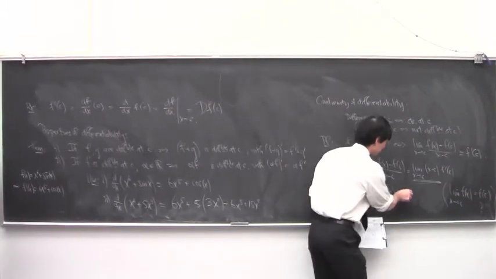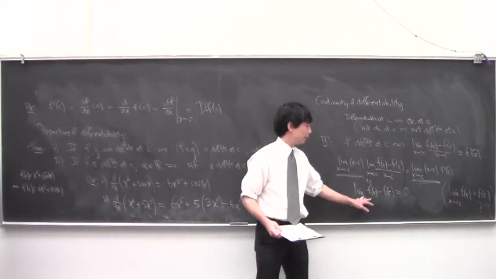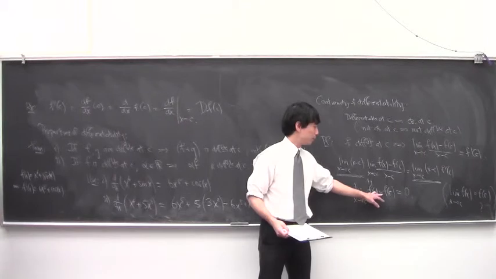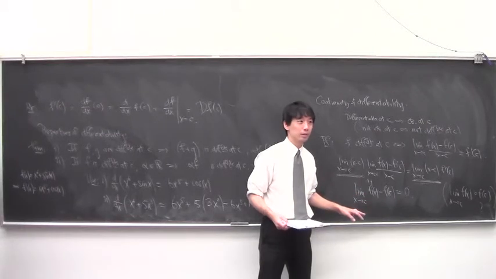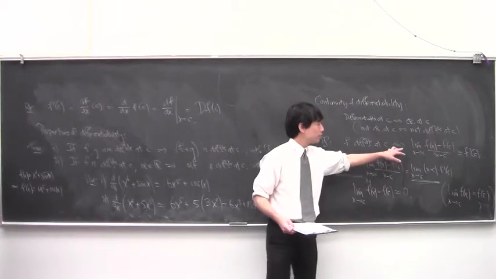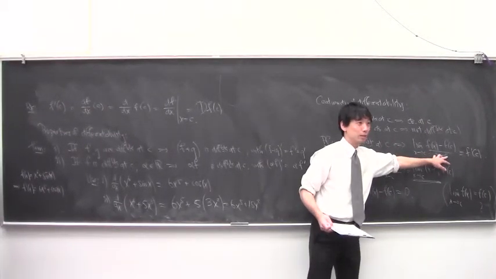Zero. Very good. The limit of f of x minus f of c is 0. In other words, your function is continuous. I'm sorry, could you explain that? So this is what differentiability means.